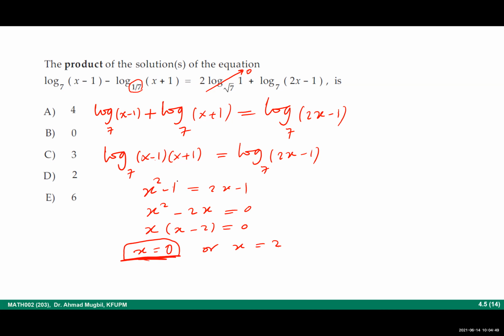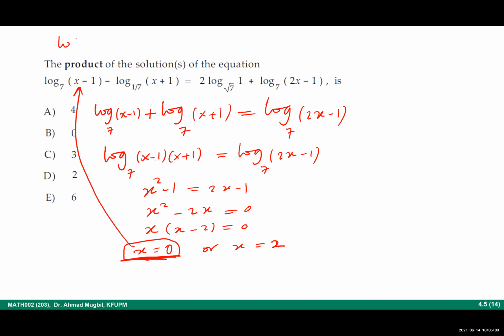Shabab, this is a logarithmic equation, so we must check. Don't forget to check. Some of you, out of joy, can't believe you reached the solution and say, oh, I'm so lucky, I got the answer, 0 times 2 is 0. No. Check, Shabab. With x equals 0 here, what will happen?